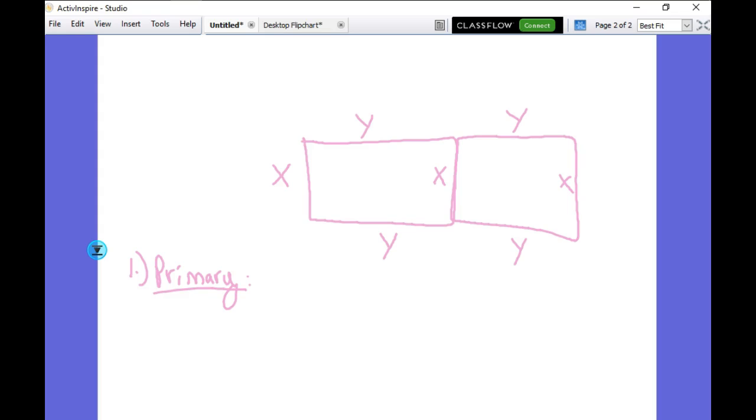So I want you guys to write for me a formula for the area. Very good. So my base is 2y, and my height is x. It's a rectangle, right? So it's base times height.